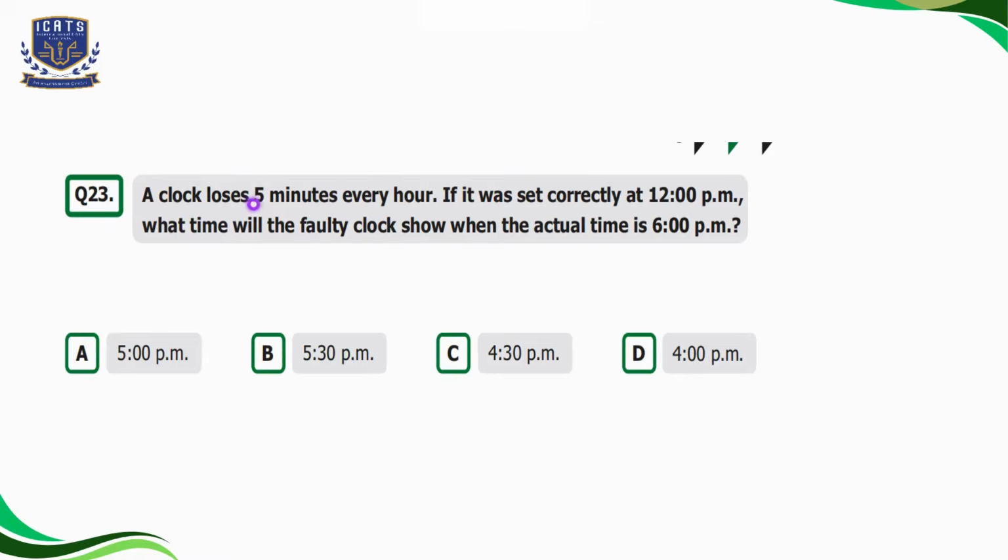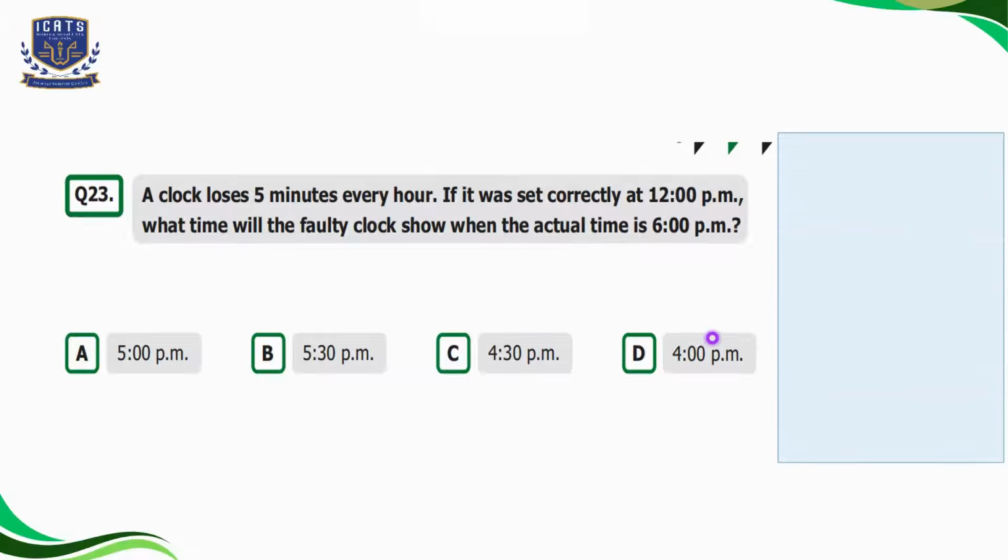Question number 23. A clock loses 5 minutes every hour. If it was set correctly at 12 p.m., what time will the faulty clock show when the actual time is 6 p.m.? Option A is 5 p.m., option B is 5:30 p.m., option C is 4:30 p.m., and option D is 4 p.m.